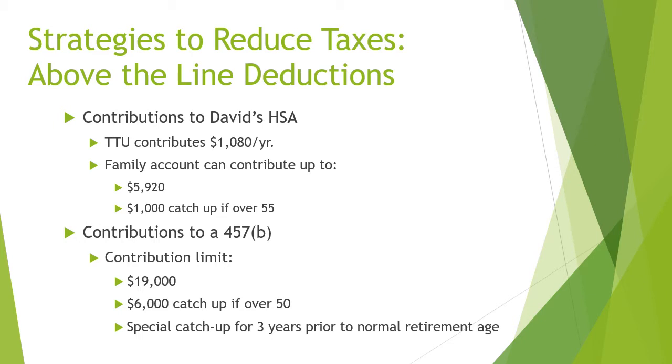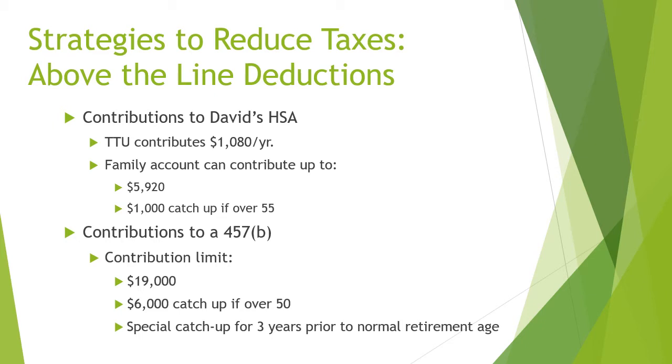The first option is to add funds to your current health savings account, or HSA. Currently, your employer contributes $1,080 every year, but your family is allowed to contribute up to $5,920 per year and even an additional $1,000 per year if you're over 55. As you qualify, this could reduce your income by almost $7,000. This option only makes sense if you plan to use all of the funds for medical expenses.